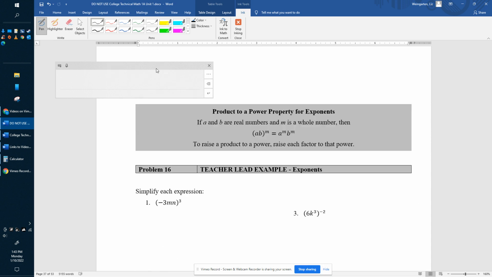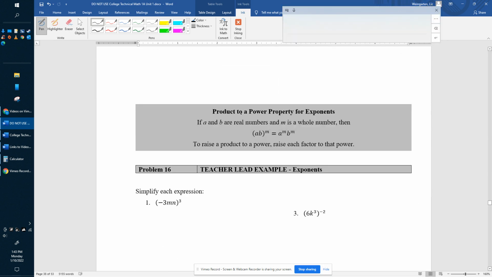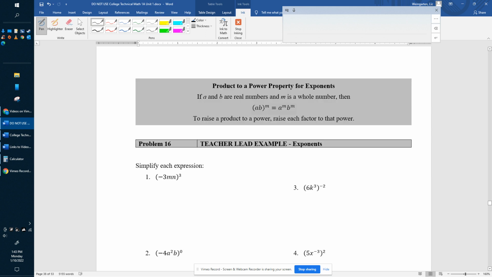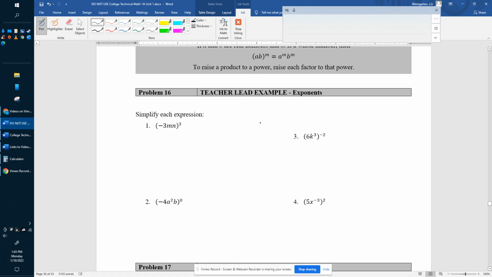So with that comes another property, the product to a power property. Whenever you have two numbers in your base, whether it's a number or a variable, to a power, you can take each of those numbers or each of those variables to that power.